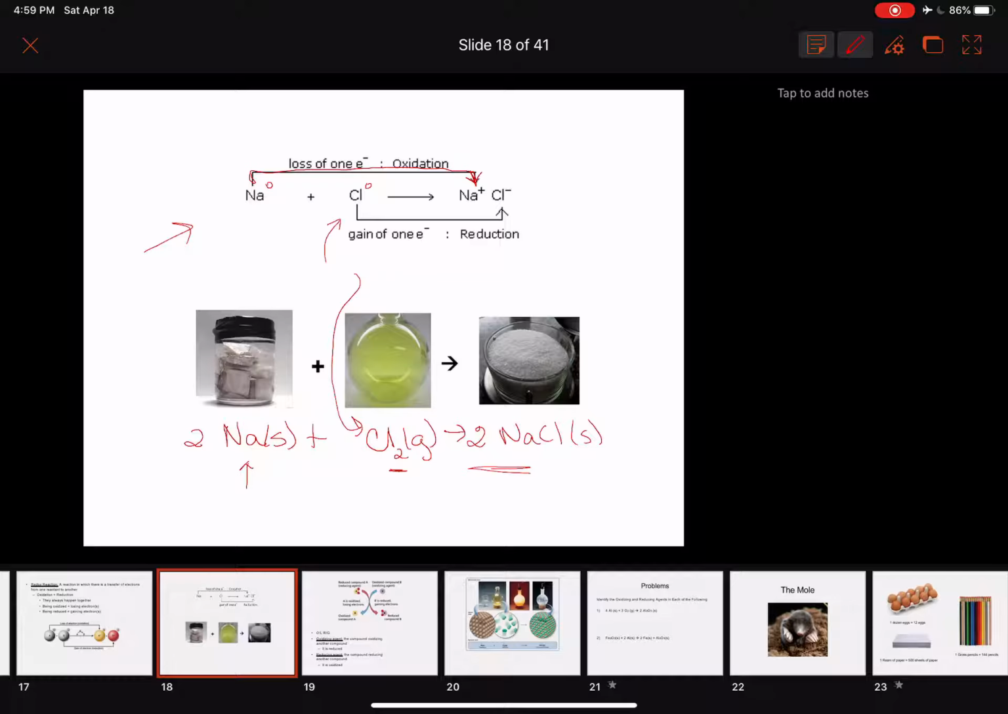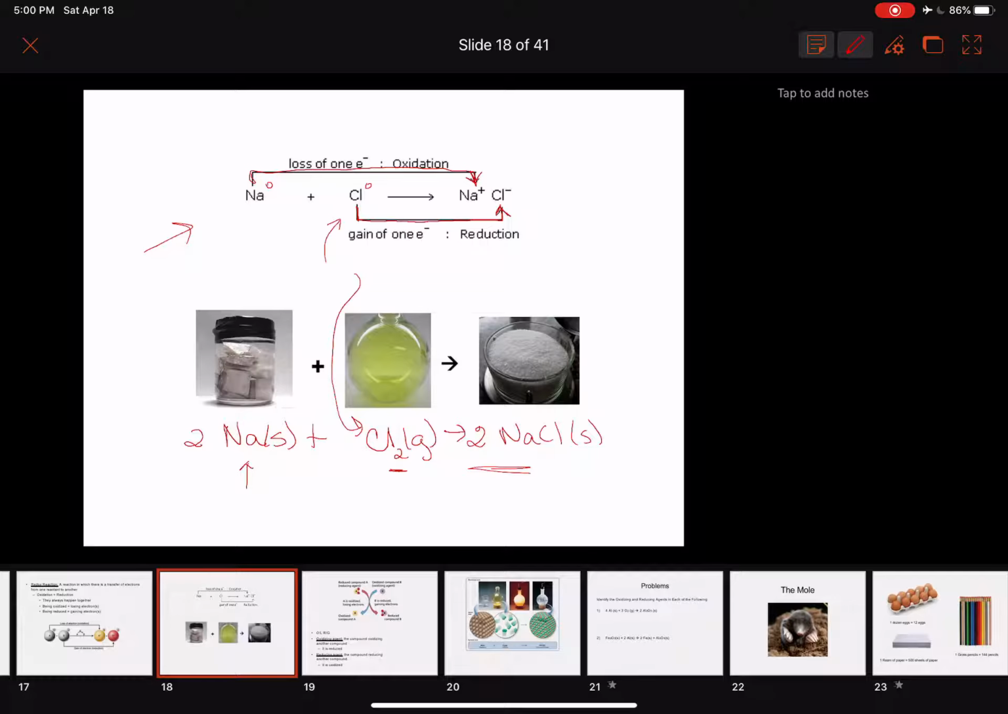Because sodium loses one of its negative charges, one of its electrons, now it has one more proton than it has electrons, so it goes to a positive 1 charge. And because the chlorine picks up an electron, it gains an electron, it is reduced, so we have reduction of chlorine there. And now it has one extra electron, so it has one more negative charge than it has positive charges, so it has a charge of -1, so then it's a chloride.